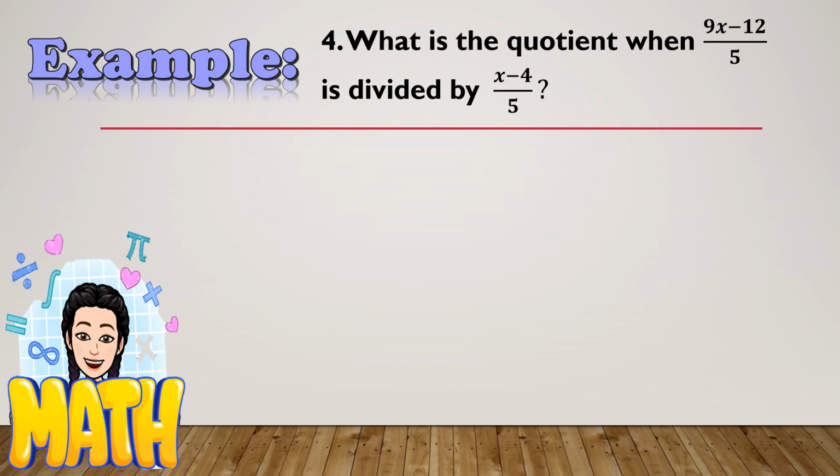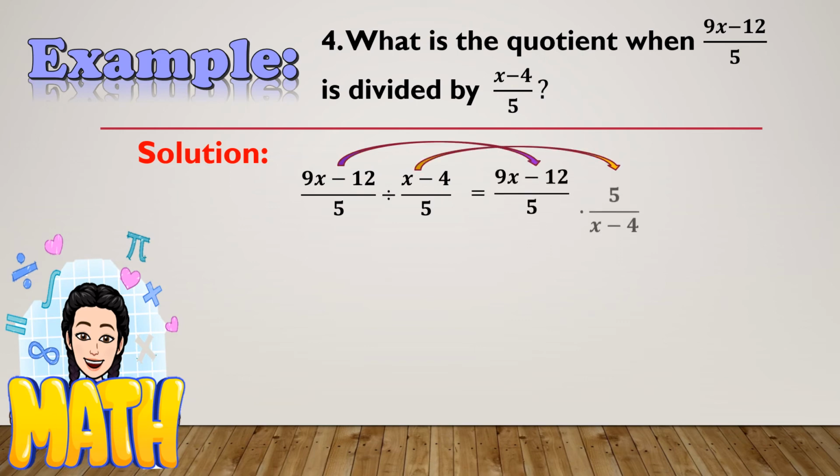Number 4. What is the quotient when 9x minus 12 over 5 is divided by x minus 4 over 5? Ano ang una nating step para makuha ang quotient ng mga expression na ito? Very good. Kailangan nating i-multiply ang dividend sa reciprocal ng divisor. Then, since factorable ang ating numerator, kukuhanin natin ang factors niya na 3 times x minus 4 dahil possible na makapag-cancel tayo sa factors nila. Over 5. Then, for this, we have 5 over x minus 4.